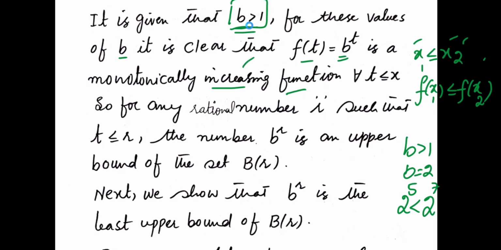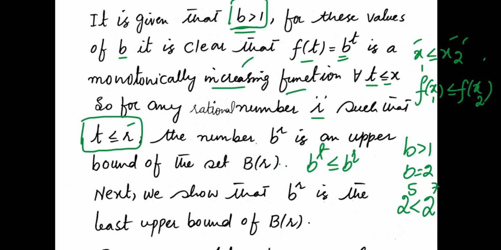Now it is given that t is less than or equal to x. So we choose a rational number r such that t is less than or equal to r. This shows t is smaller than this rational number r. So by monotonicity, b raised to power t should be less than or equal to b raised to power r.